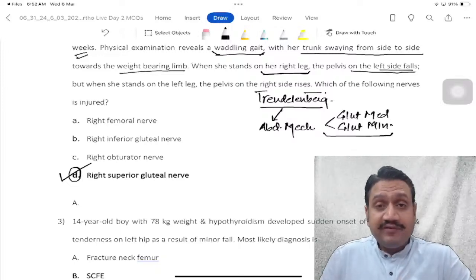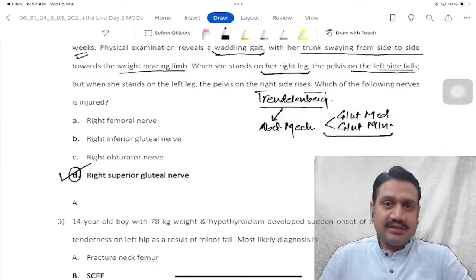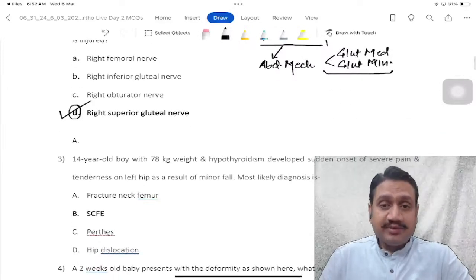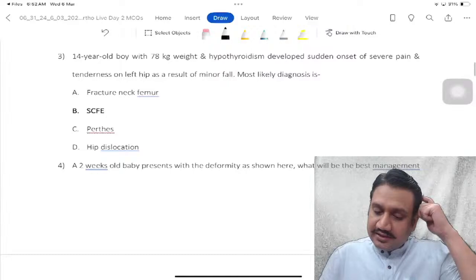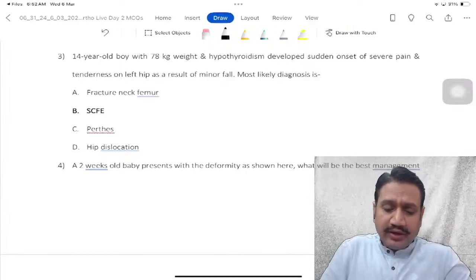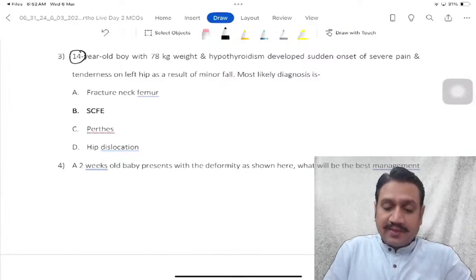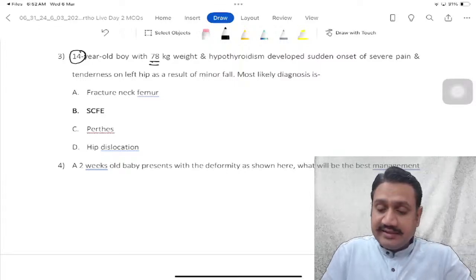So this is a very, very important question for your FMG examination, and it has been asked quite a number of times. Now, when you see this third question: a 14-year-old boy, age adolescence, a little overweight, 78 kg, and hypothyroidism, that is an endocrinal disorder.